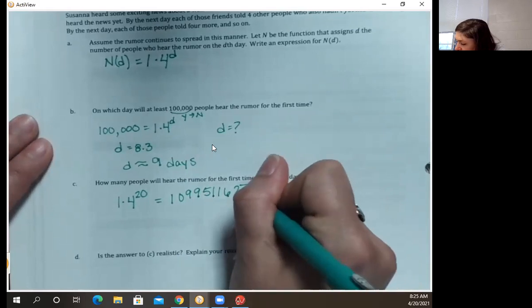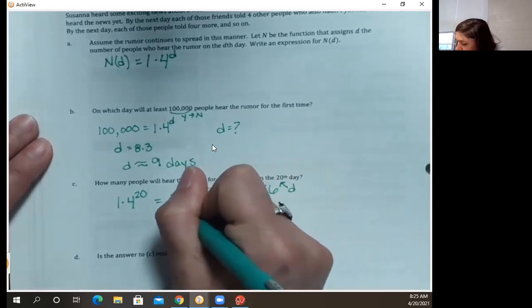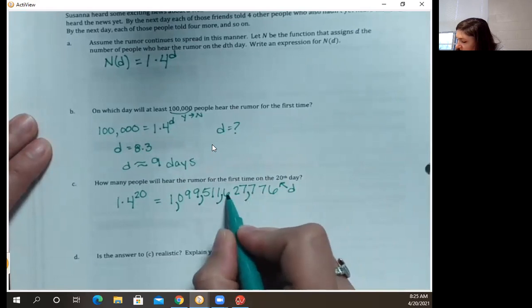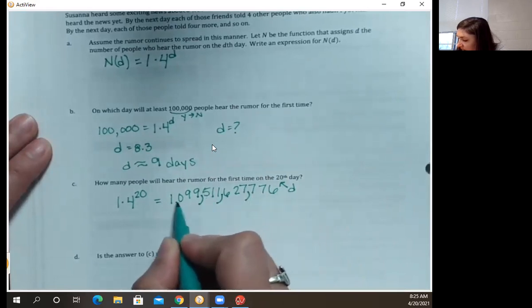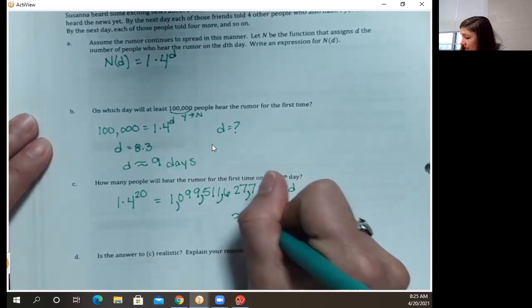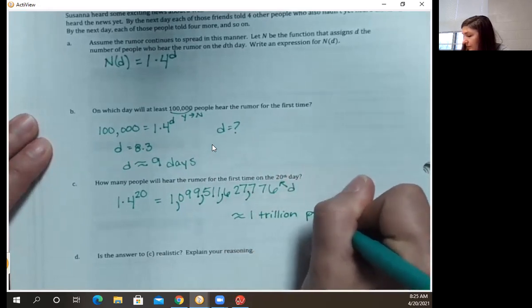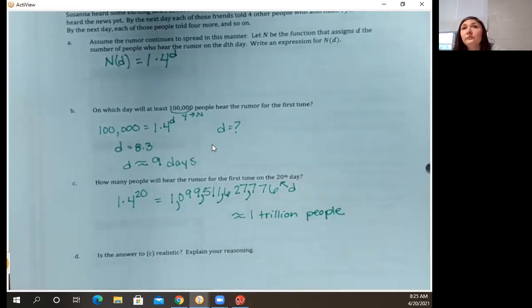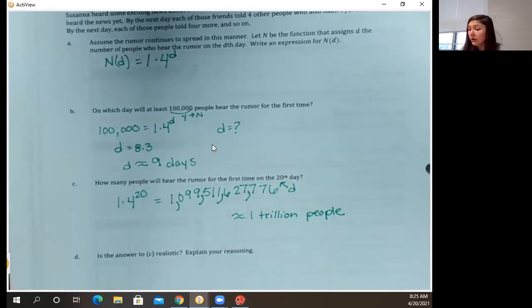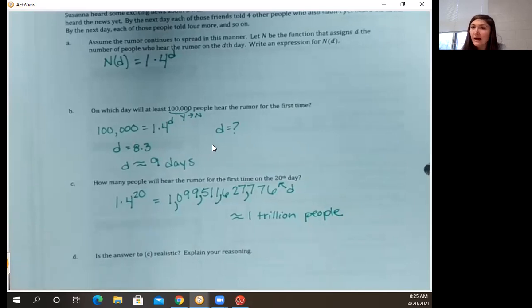So this would be, there's 100, 100,000, 100 million, 100 billion, a trillion, roughly 1 trillion people. So on the 20th day, 1 trillion people will hear this information for the first time. D asks if that is realistic. Our whole world population right now is a little over 7 billion, I believe. So I would say that this answer is probably not realistic.